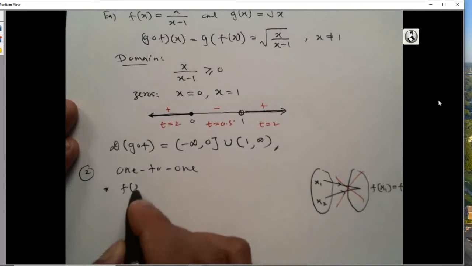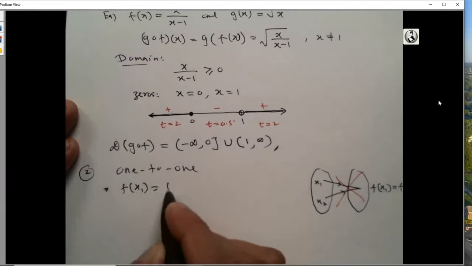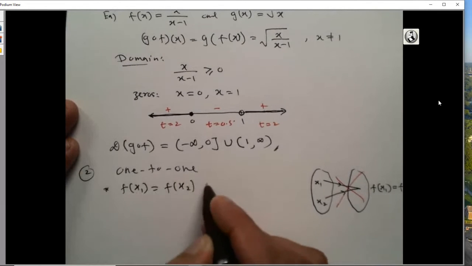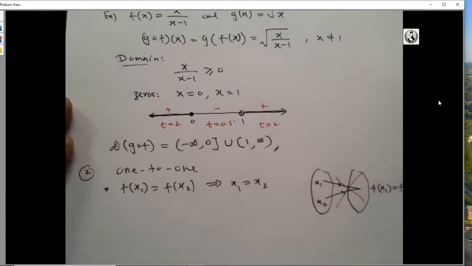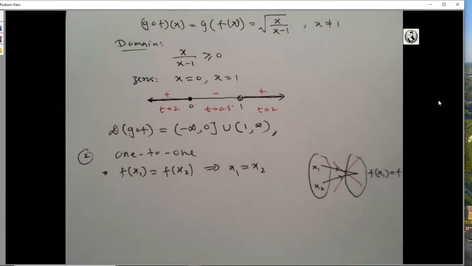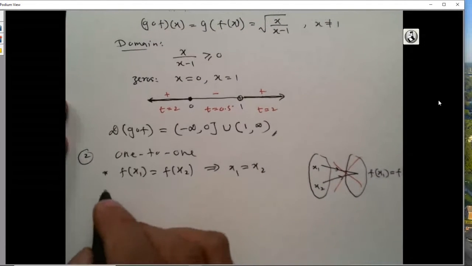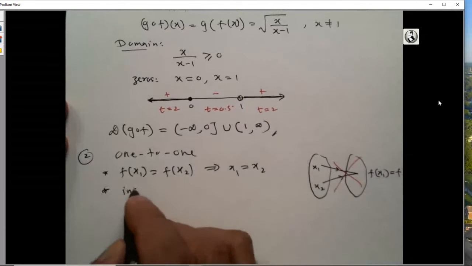So we can say if f(x1) equals f(x2), this should imply that x1 equals x2. That is what we normally call the algebraic version. And then we also talk about whether a function is increasing or decreasing.